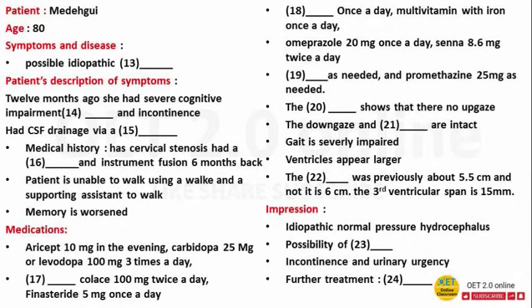Your cranial nerve exam shows there is no upgaze that I can extract today. The downgaze and horizontal gaze are intact. Your gait is severely impaired.